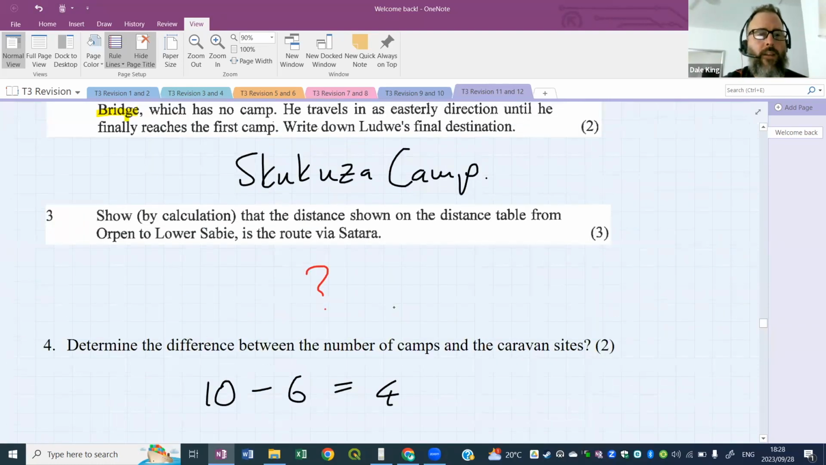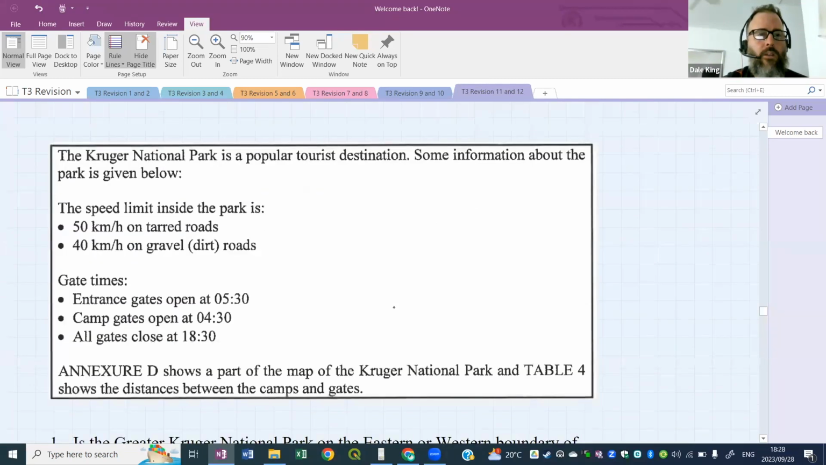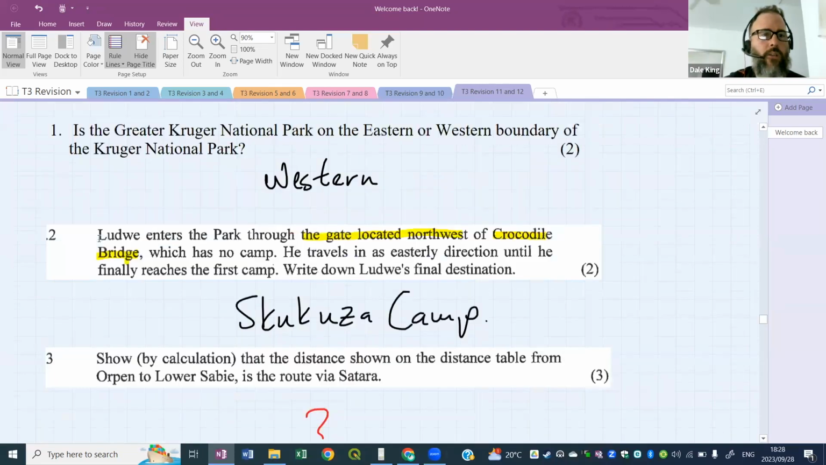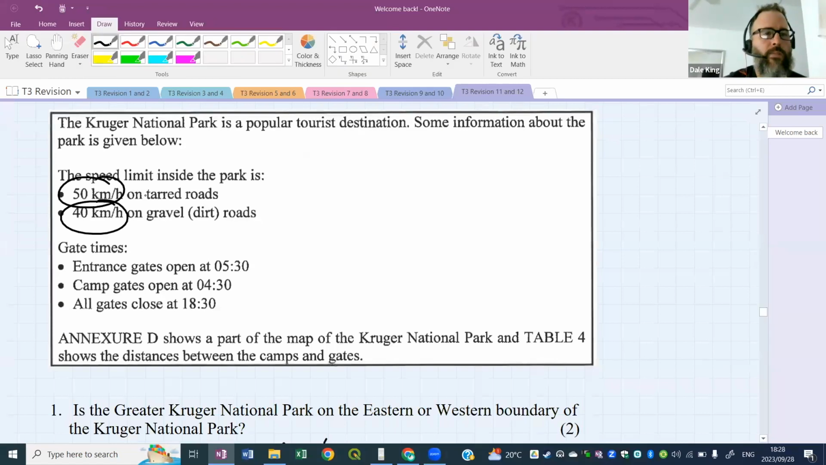Oh, here we go, guys. There we go. These are the speeds. All right, which one is he using? The distance on the gravel road is the same as the distance on the tarred road. Calculate what time he would reach if he used the gravel road. There we go. That's where we get our speed from. We need a speed. Okay.